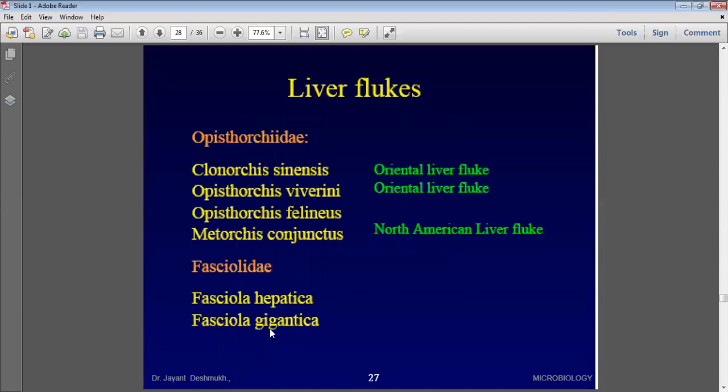Liver fluke. So these are the two important flukes, Fasciola hepatica and Clonorchis sinensis. Just 3 minutes I want to discuss this part. You prepare for short notes. Very important. Both topics, Clonorchis sinensis and Fasciola hepatica, are important for SAQ.